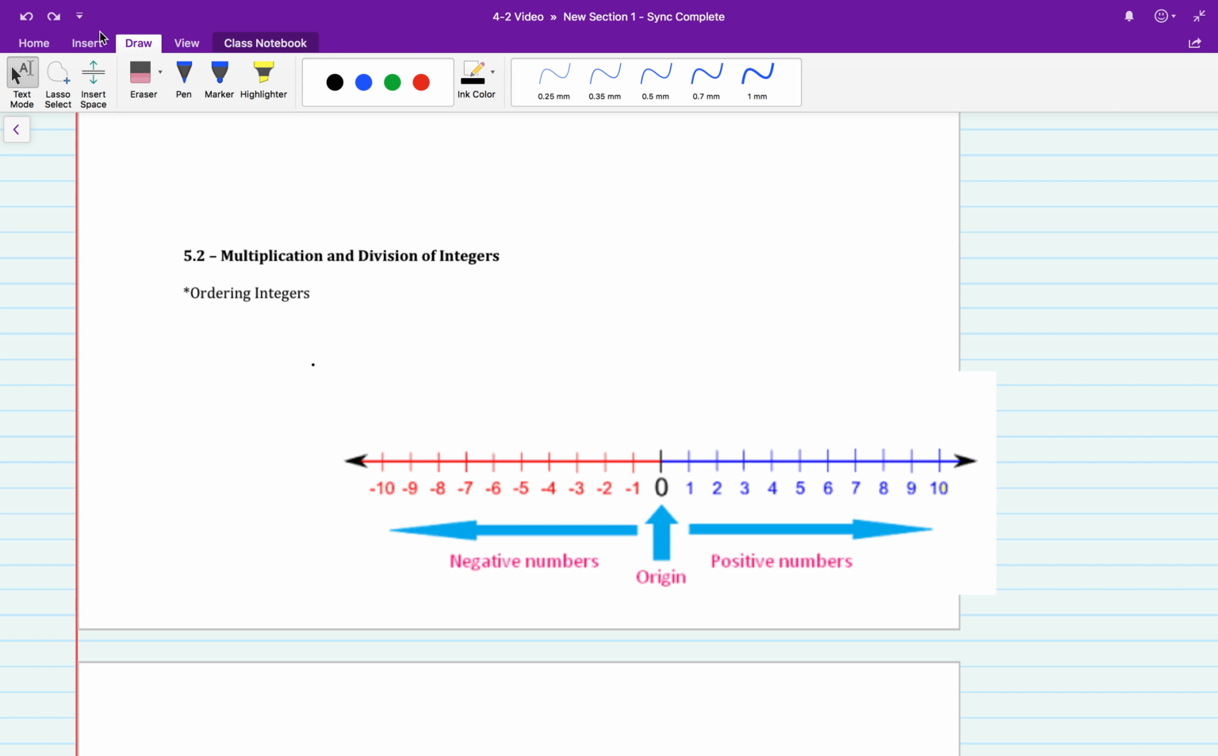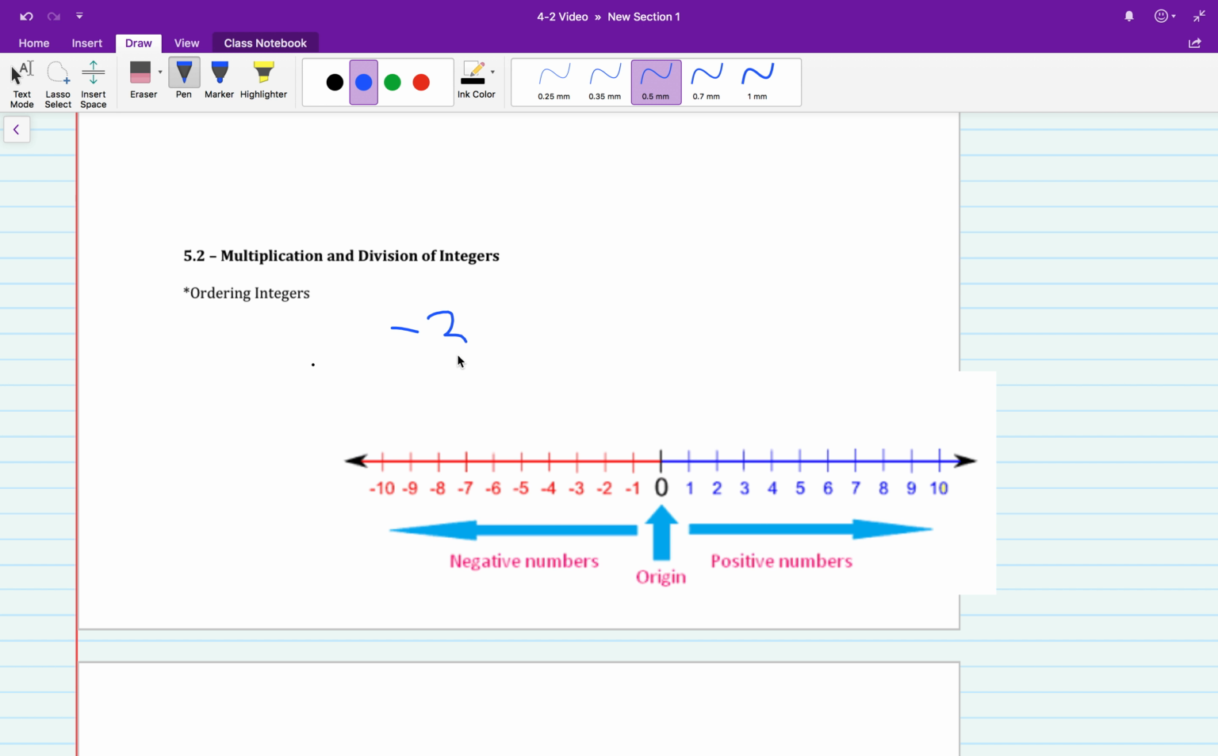All right, so we're going to talk about multiplying and dividing integers. And just a reminder that integers are all my positive, my natural numbers, 0, and my negative, or the inverse of the natural number. So these are all my integers here. A little warm up before we get started about our models.